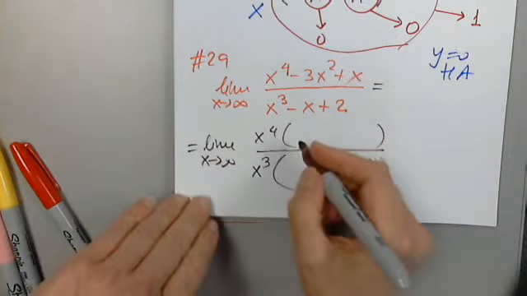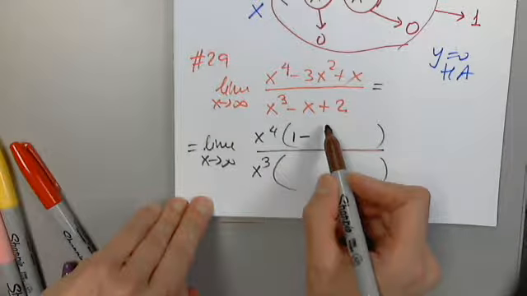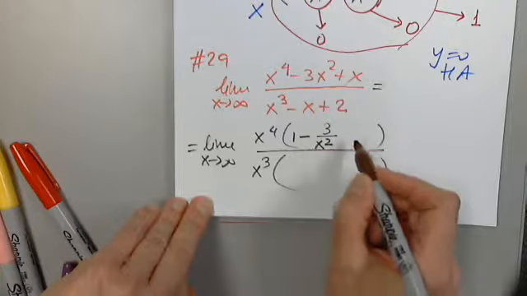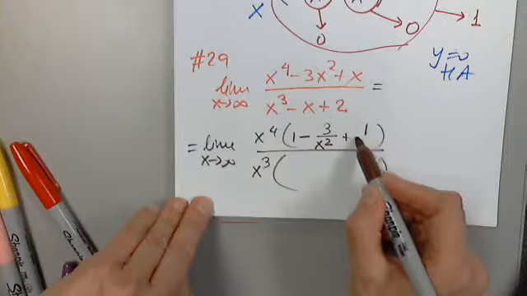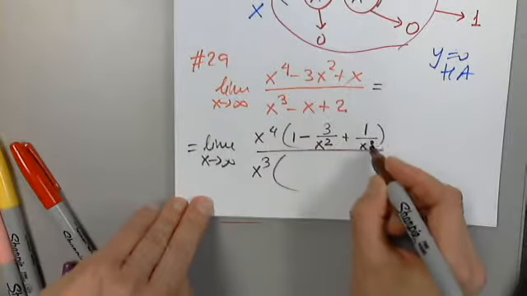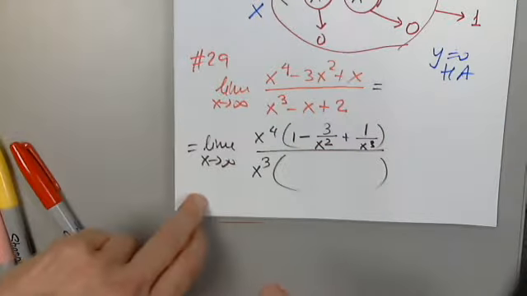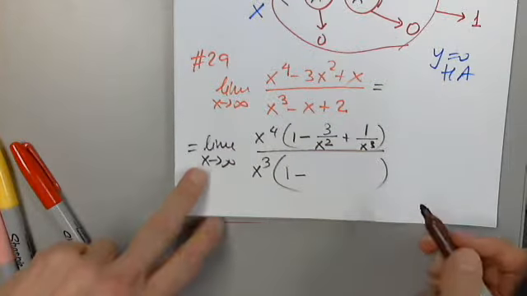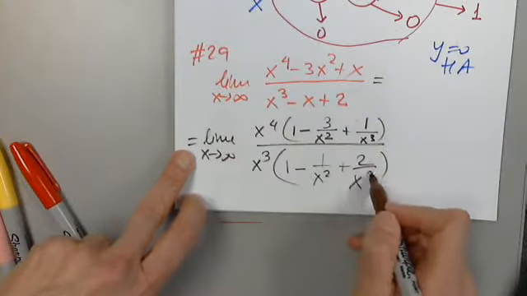The top is 1 minus 3 over x squared, very good, plus 1 over x cubed, very good, awesome. The denominator now. Do we understand these fractions? Yes, everyone? Okay, 1 minus 1 over x squared, perfect, 2 over x, very good.